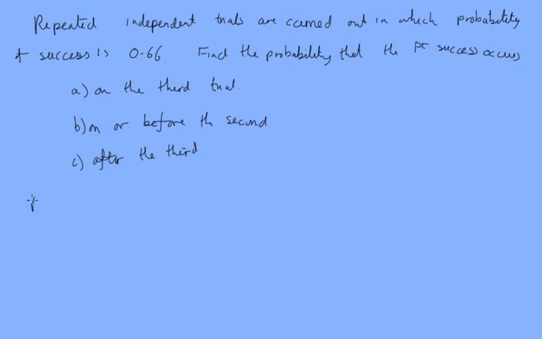So P at X equals 3 is going to be equal to p(1 minus p) to the 2, because 3 minus 1 is 2, so that's going to be 0.66. Oh, it's meant to be a 1. Oh, there's a 1 there. I've drawn it really nicely. 1 minus 0.66 to the power 2, and working all that, you get 0.0763.